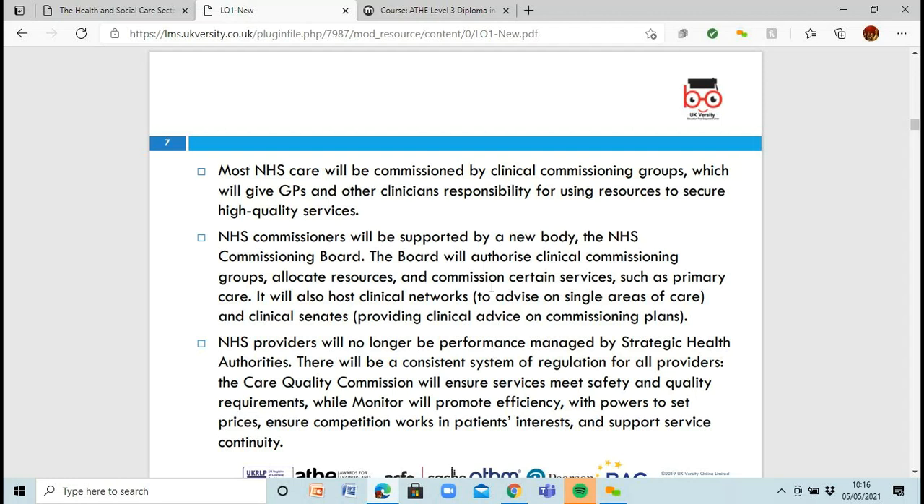Now, the NHS providers no longer have their performance managed by the strategic health authorities. They've got a system of regulators, which we will go into at 1.3 here. So they've got the Care Quality Commission. Now, the Care Quality Commission is there to make sure that your safety and quality requirements are met.